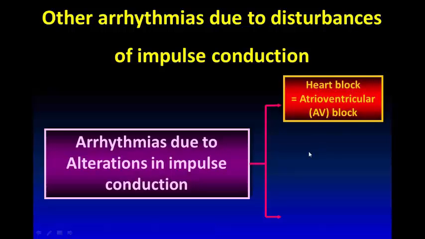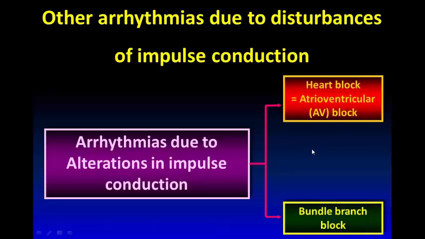atrioventricular block or AV block, and we can have blocks in one of the bundles, in the right bundle branch or in the left bundle branch.